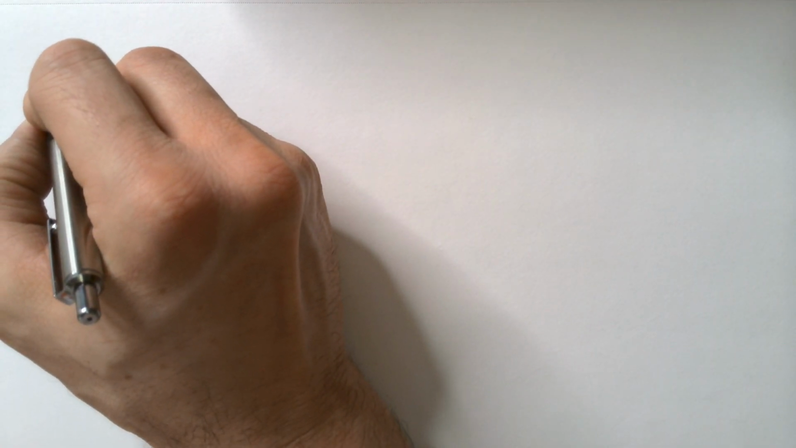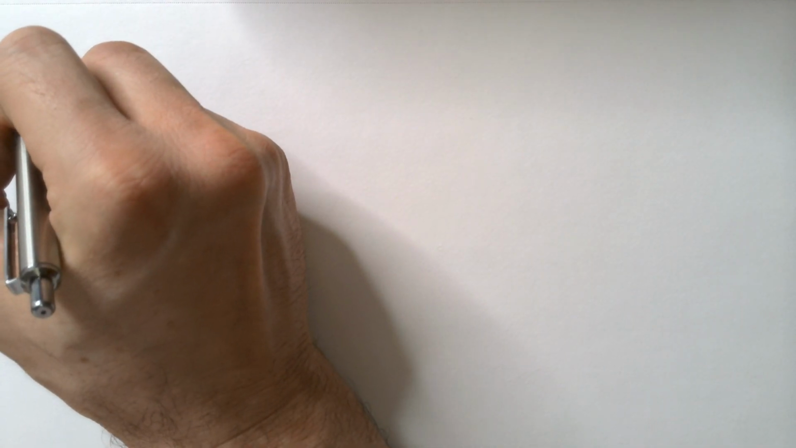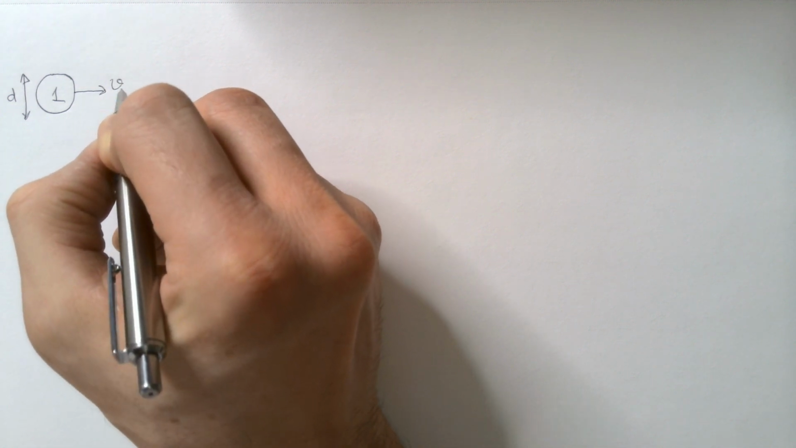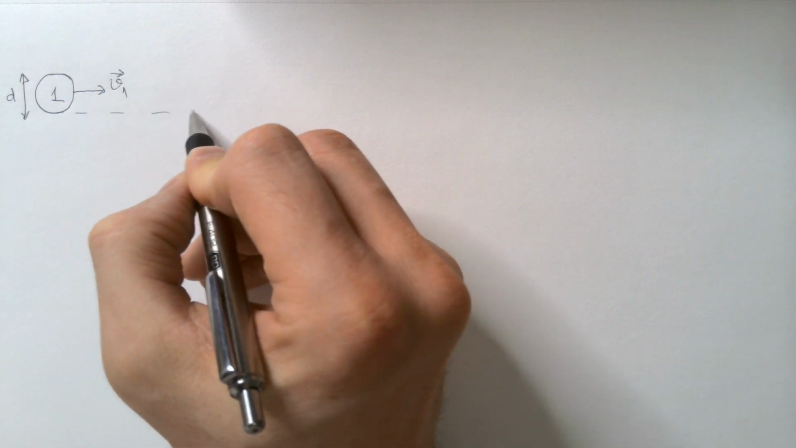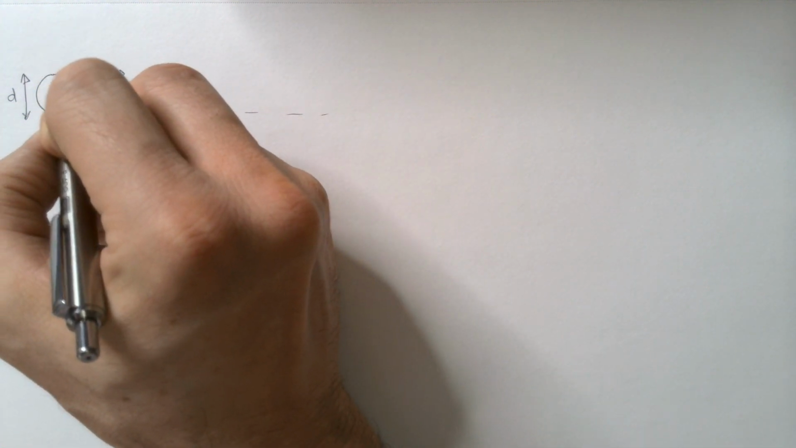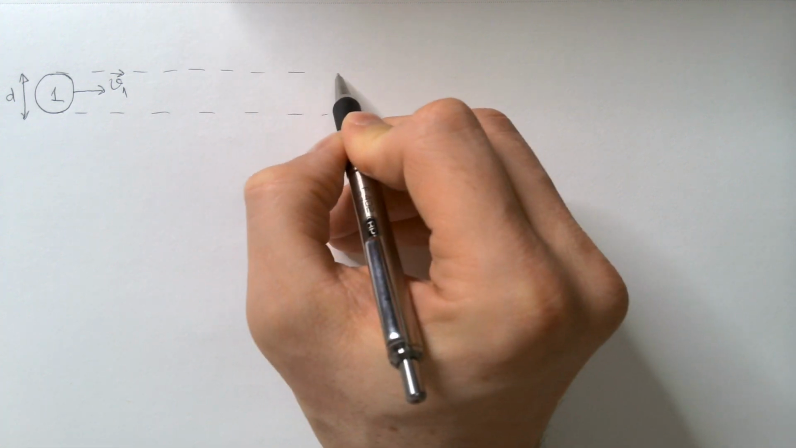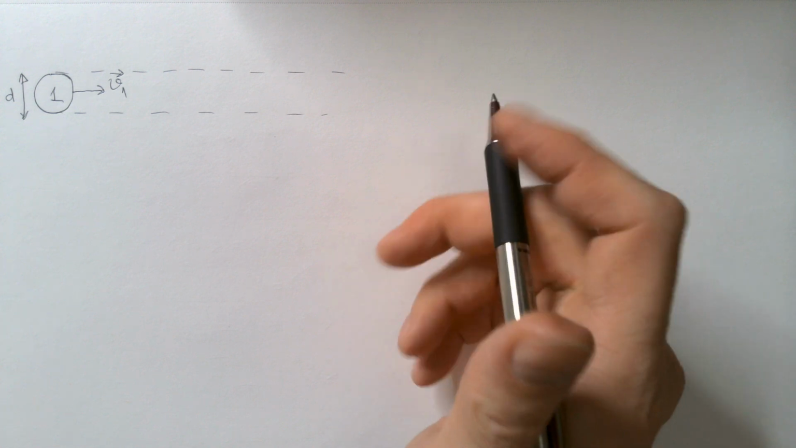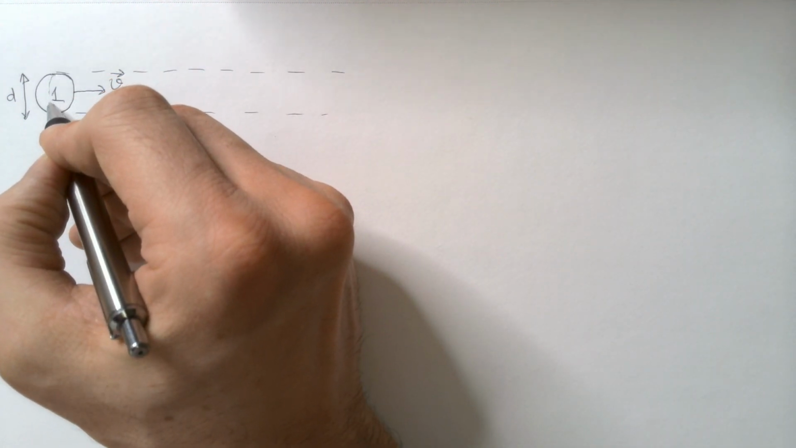Here we have, let's say, atom 1, and this atom has diameter d. The atom is moving in this direction and let's say it has velocity v1. This is the volume that the atom will sweep over some time delta t as it is moving in this direction. And I say volume because remember this is a sphere.